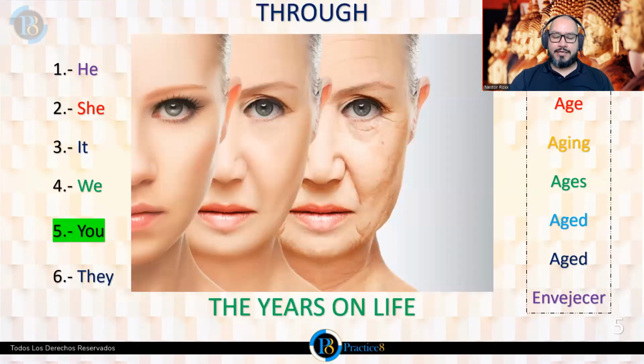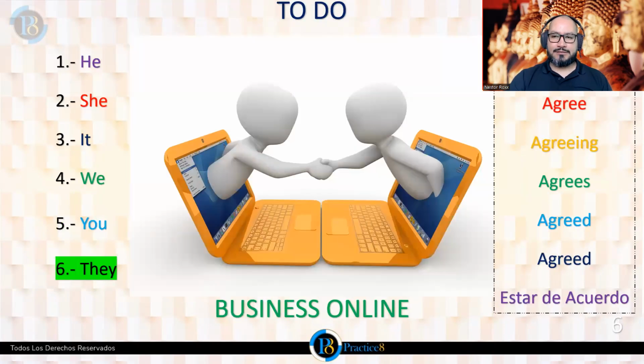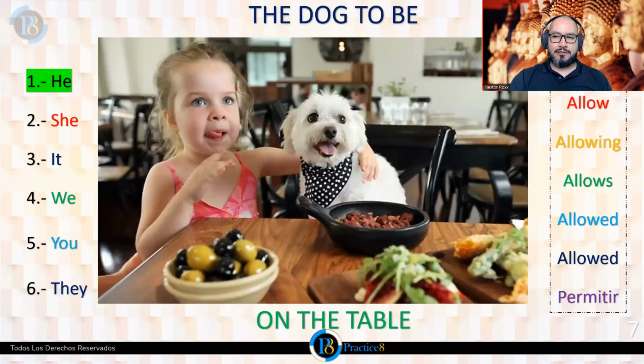You must age through the years on life. They mustn't agree to do business online. He must allow the dog to be on the table.